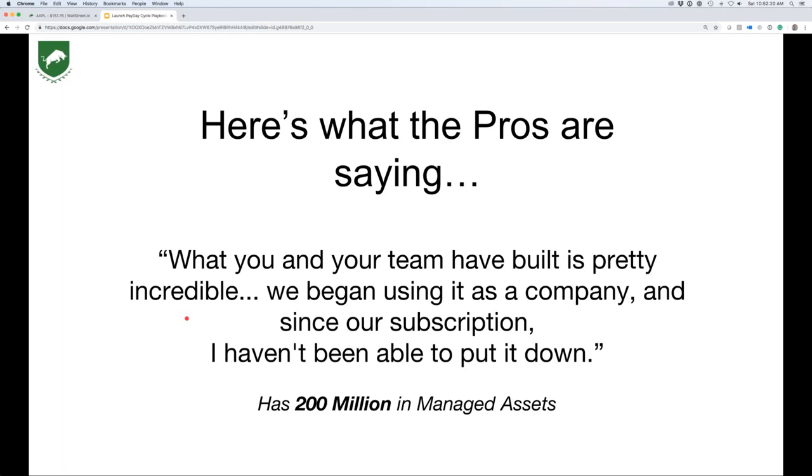These folks said, what you and your team has built is pretty incredible. We began using it as a company. And since our membership, we haven't been able to put it down. They have $200 million in managed assets. They're now using Wall Street AO to backtest and analyze their trades.